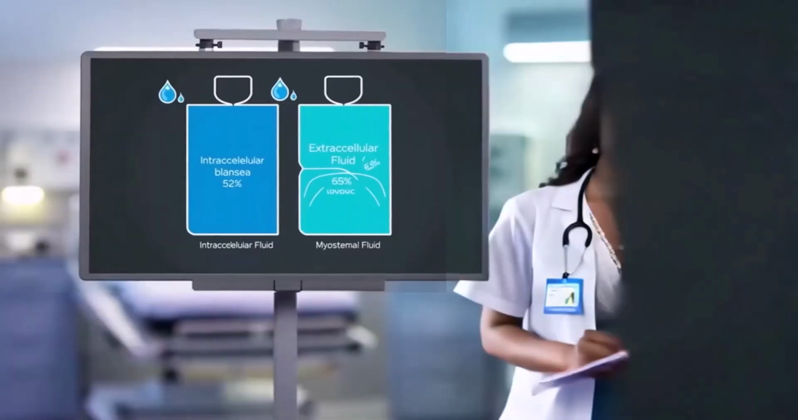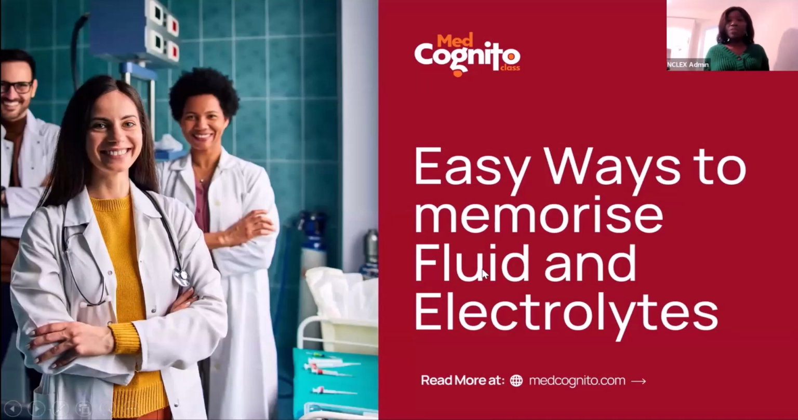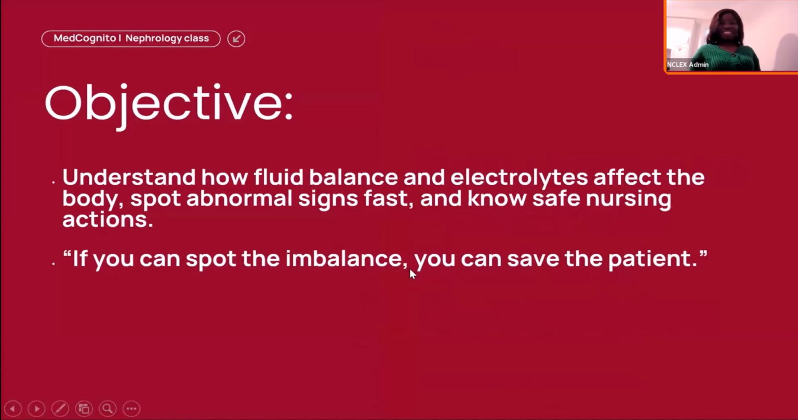For your NCLEX review, let's look at fluids and electrolytes. Again, easy ways to memorize fluids and electrolytes. The objective is to understand how fluid balance and electrolytes affect the body, so that you are able to spot abnormal signs very fast and know the safe nursing actions. Remember that if you can spot the imbalance, then you can save your patient.